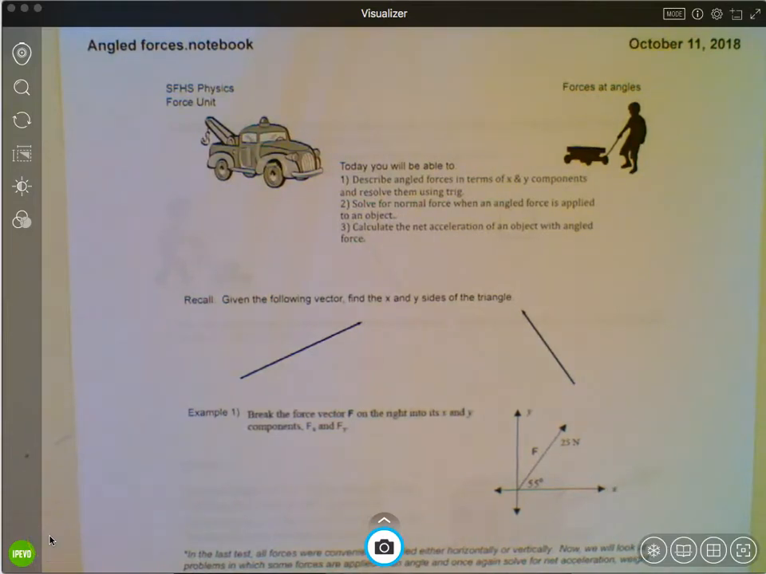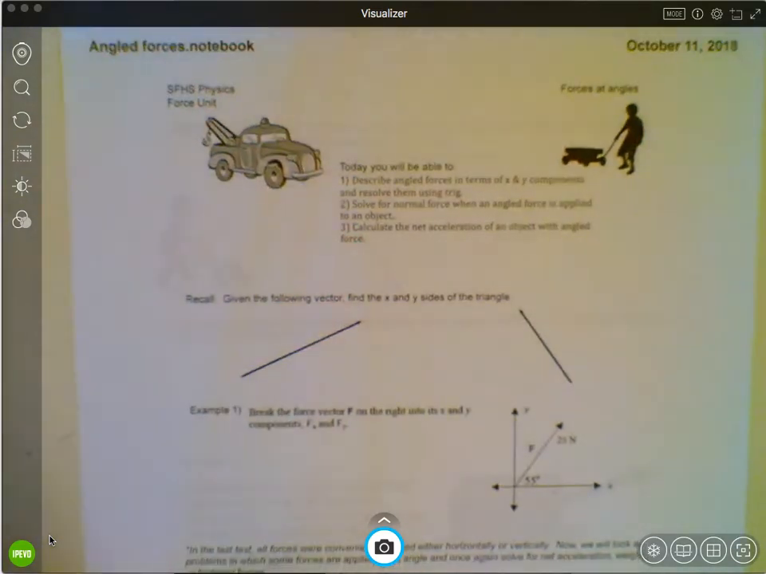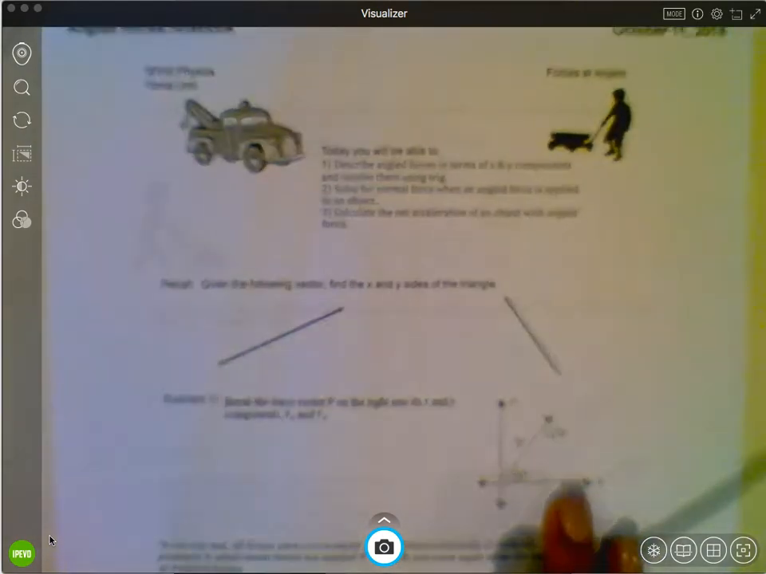Okay, guys, so this is lecture 1, unit 4, and this lecture is on forces at angles. There are going to be 4 lectures in this section. This is just the introduction one. Okay, so let's get started.